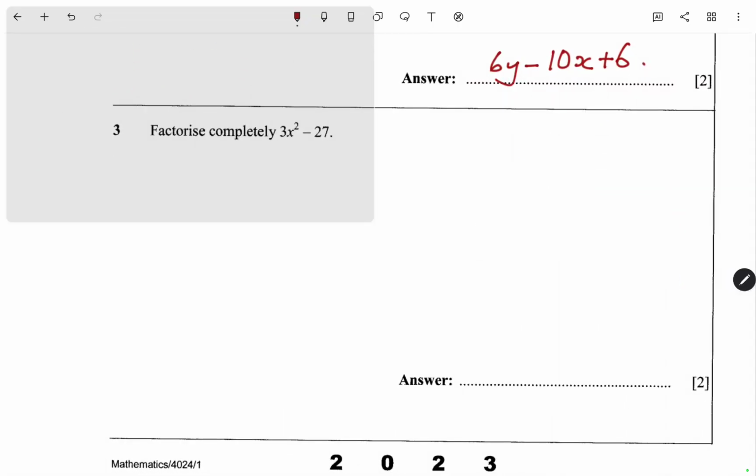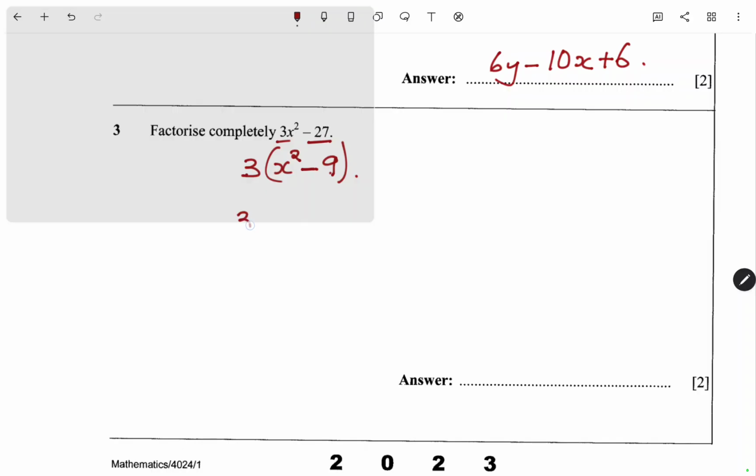Factorize 3x squared minus 27. So in this case, again, we look for a factor. A factor in this case is only 3. So we're going to have 3, open brackets, 3 into 3, that is 1. We remain with x squared minus 3 into 27, this will give us 9. Next case, difference of two squares, because we can find the square root of 9.